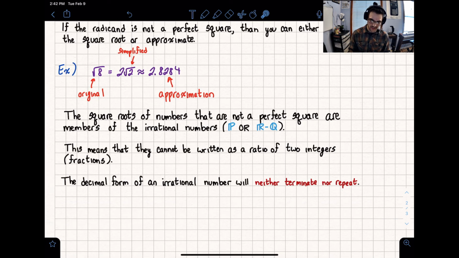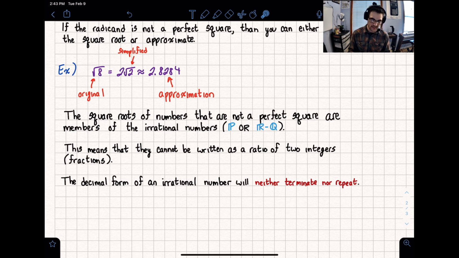And then some last notes to touch on, some things I found interesting. The square roots of numbers that are not a perfect square are members of the irrational numbers. So again, a lot of referencing to my video on the rational numbers. I put here the symbols for it. This is not a common symbol used for irrationals. This R minus Q, which translates to the reals minus the rationals, is a more common one to use, but I like this better just because it's one symbol.